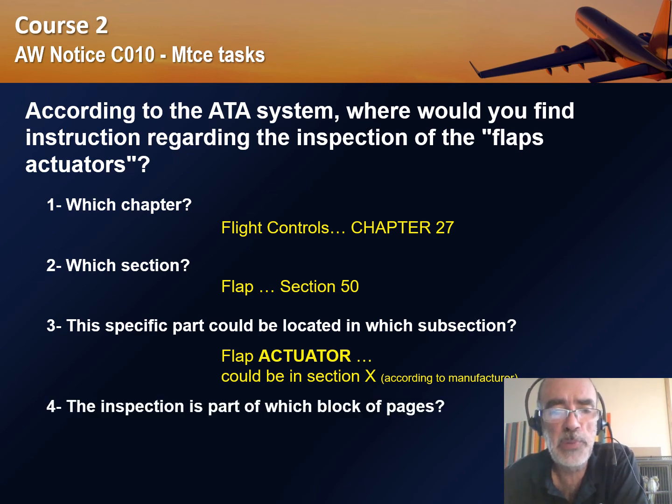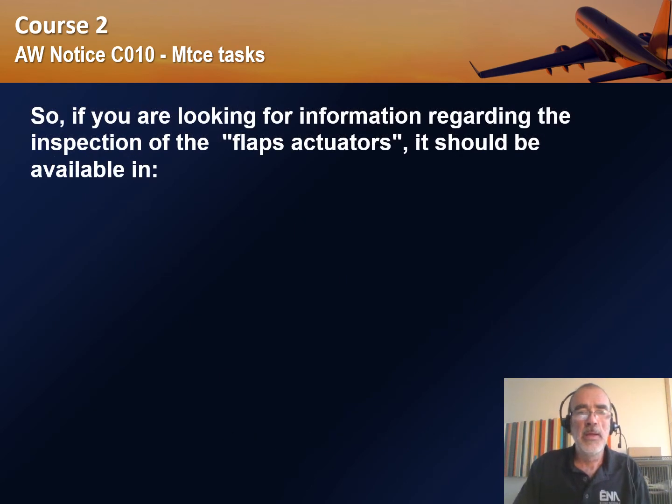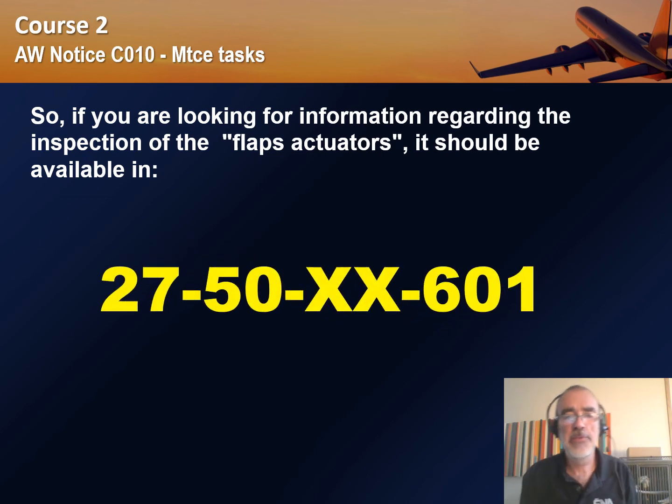The inspection of a part would be in which block of pages? Inspection should be in the 600 block. So inspection of components would be the 600 page block. If you're looking for information regarding the inspection of the flap actuators, it should be available in the 2750 XX, whatever the number is, and the 600 page block for inspection.